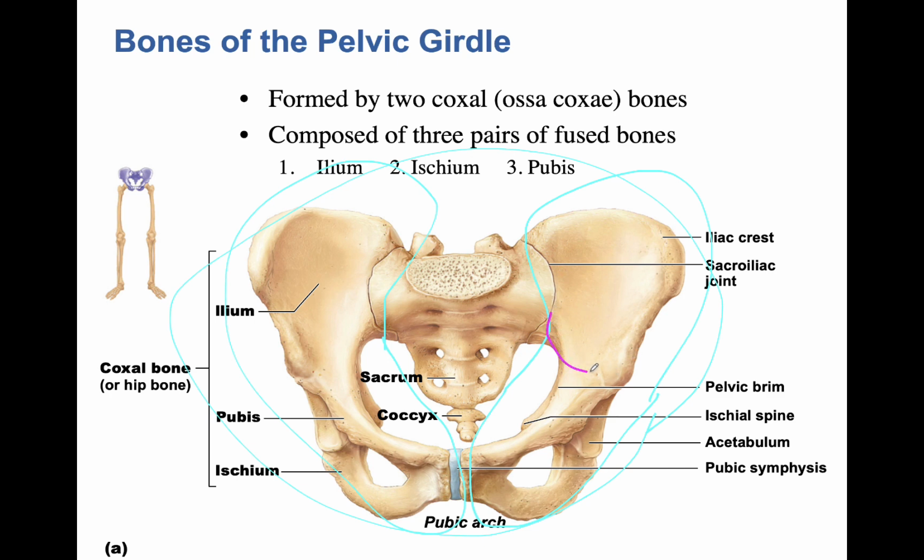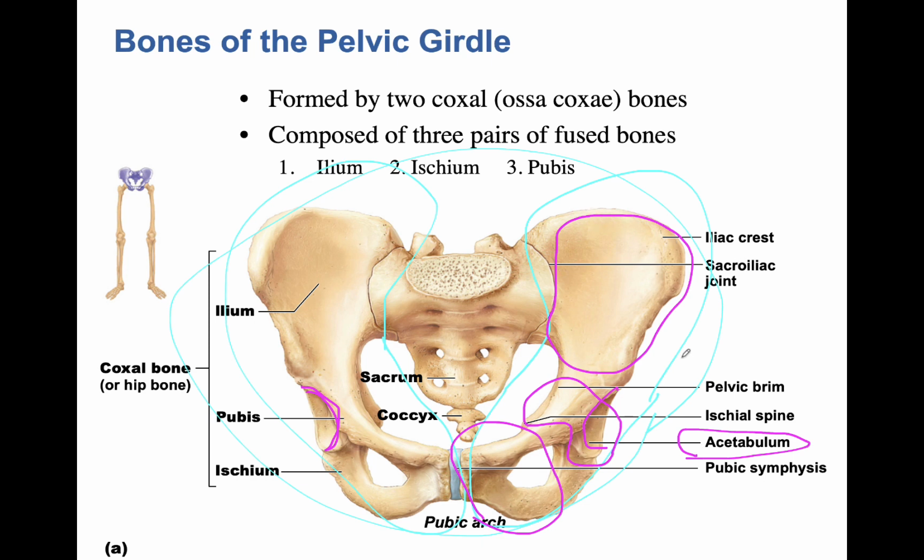The ilium, the ischium, and the pubis. Those 3 bones have fused to make one coxal bone, and then 2 coxal bones come together to make the pelvic girdle. This is also called a girdle because it's an attachment site for your legs. Your legs actually attach to these open structures. These look almost like ball joint-like structures, and we call them acetabulum.